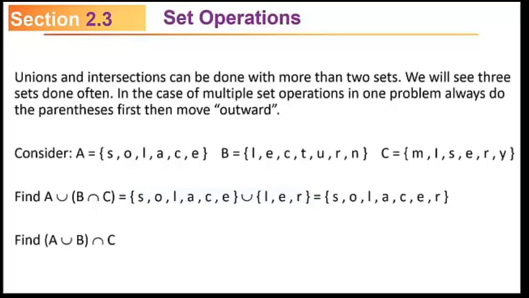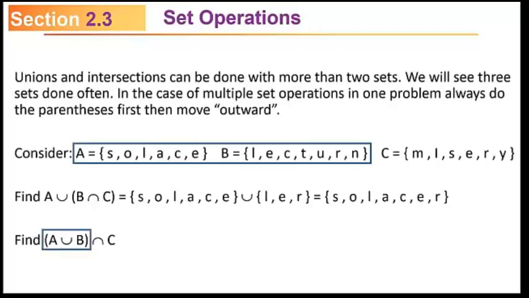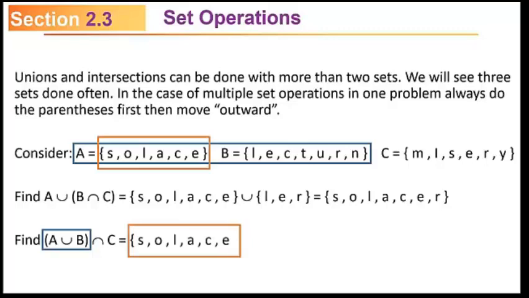How about this one? We want to find the intersection of the union of A and B with C. So this time you might say, well, okay, I start off with A union B. That means everything in A or B or both. So if it's in A or B or both, I just throw all the letters into one set. You don't list one letter twice, even if it appears twice, but you put every letter that appears in either set in the resulting set.